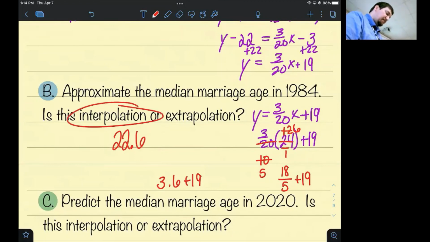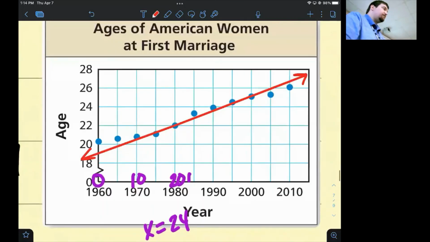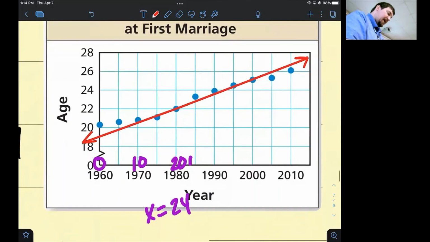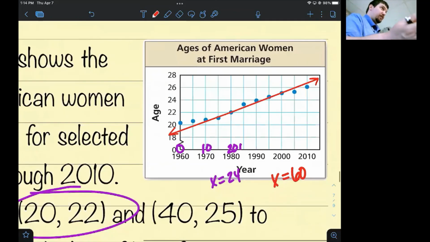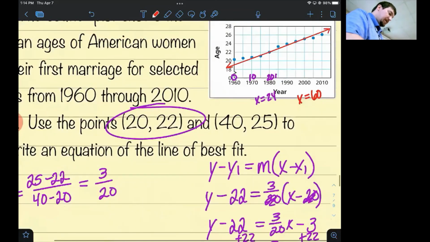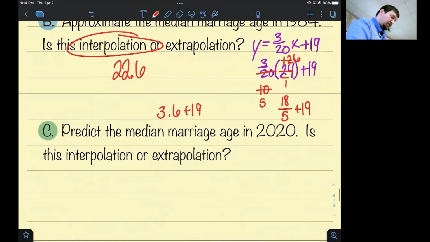And then it says predict the median marriage age in 2020. Now, 2020, would that be interpolation or extrapolation? What do you think, Xander? Extrapolation, we're predicting for the future here. The last data point we have was 2010. Now, the year 2020 is how many years after 1960? Christian? 60 years. Okay. So for this one, we're going to use x equal to 60 because we're in the year 2020, which I know has already happened for us, but at the time of this data, it hadn't happened. Okay, so 2020, we're going to use x equals 60.